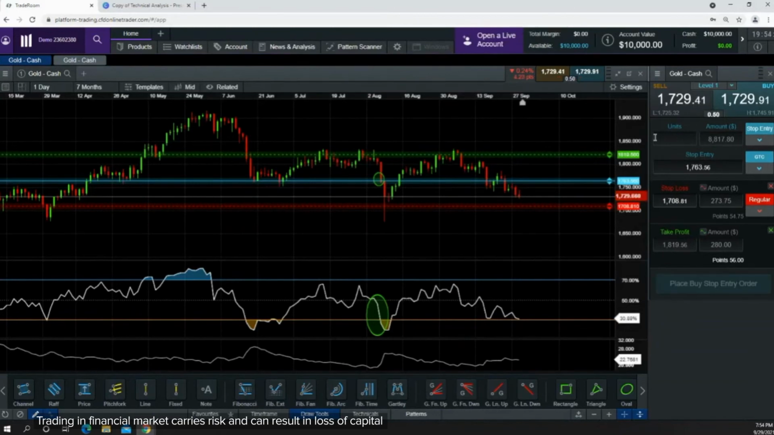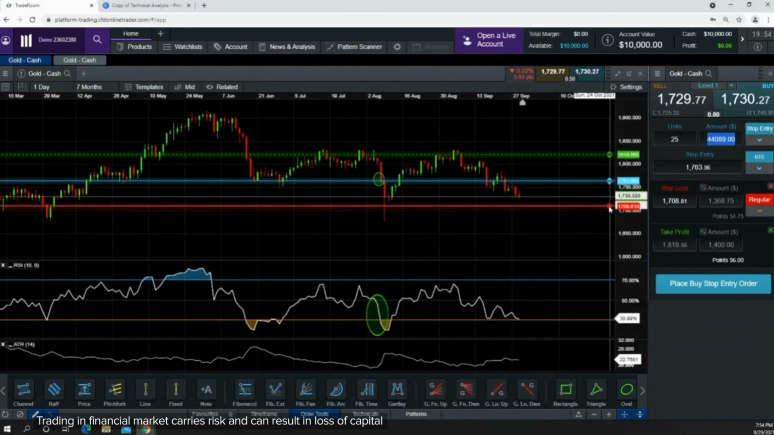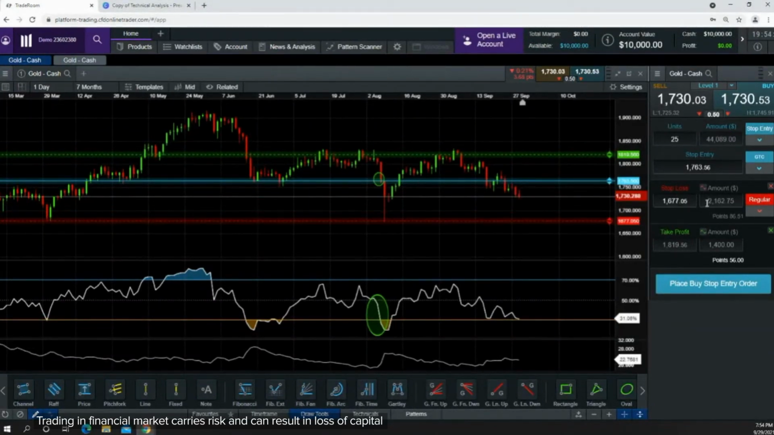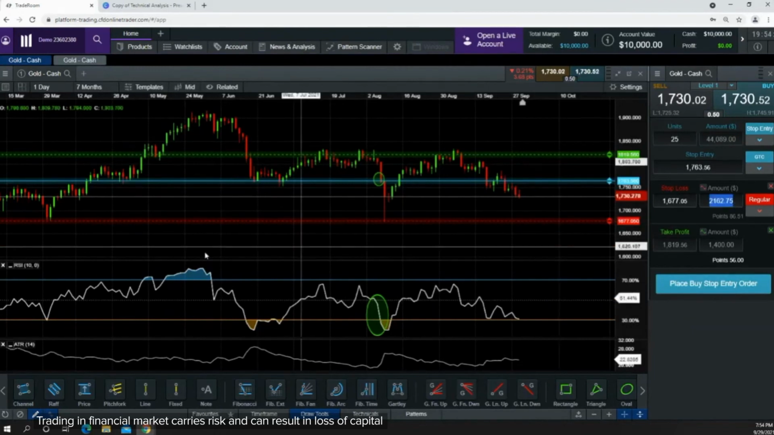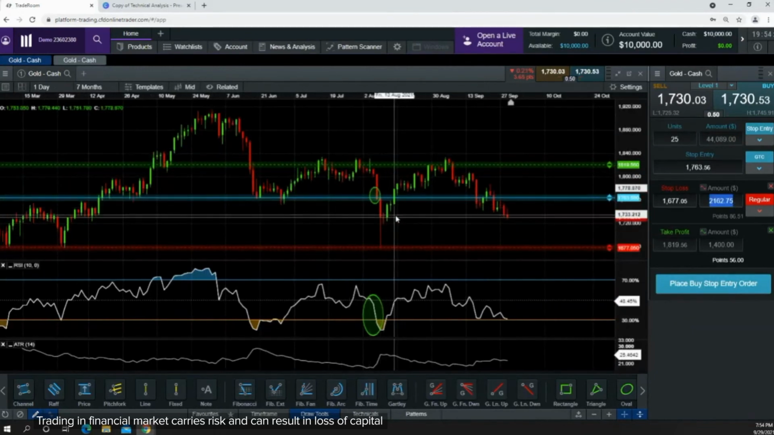Okay. But the danger is when, let's say, a bigger exposure is taken. Let's say someone with a $10,000 account has taken a position worth 25 units. So 25 units is basically a $44,000 investment on gold. Okay. And if at that point of time the investor or the trader has not kept any stop loss and the market dropped, he would have seen a loss of $2,000. And this is an example where the market actually goes back up.